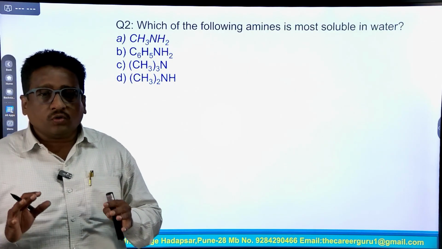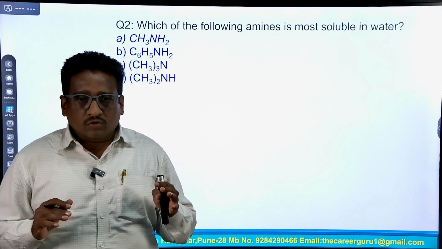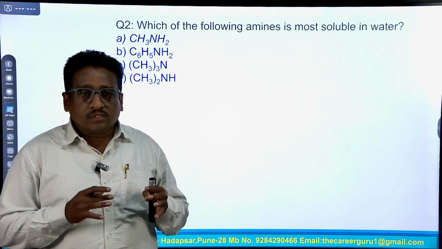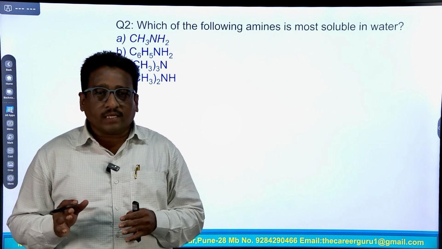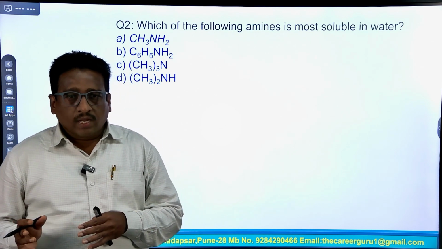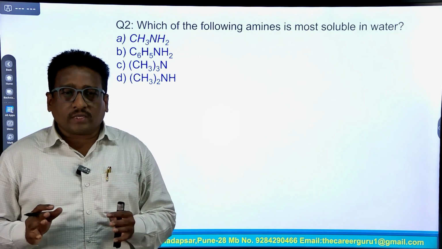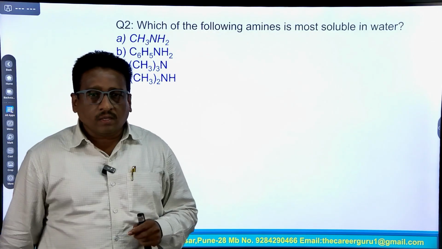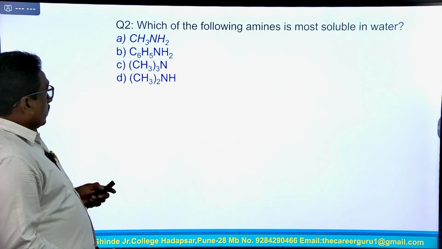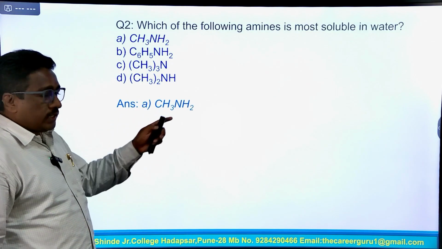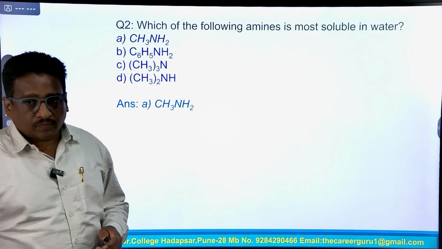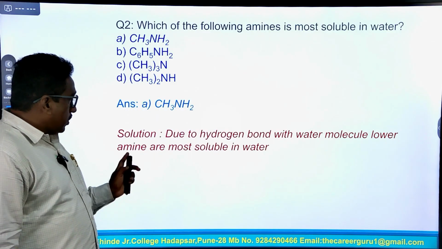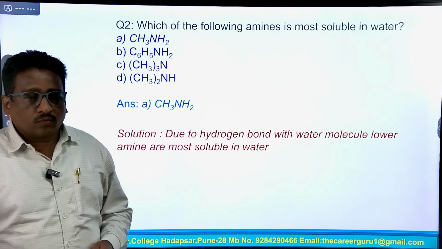Out of these four options, we have studied that the lower members, the primary alkyl amines, are more soluble in water than secondary and then tertiary, and aromatic amines cannot dissolve in water because they do not form intermolecular hydrogen bonding. So the correct option is A, CH3NH2, which is methylamine. Due to the hydrogen bond with water molecules, the lower amine is most soluble in water.